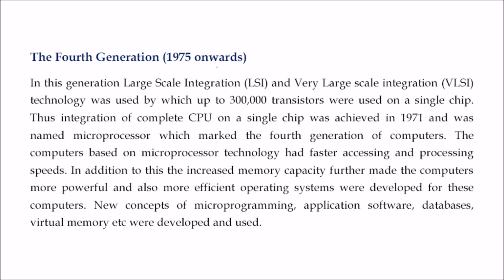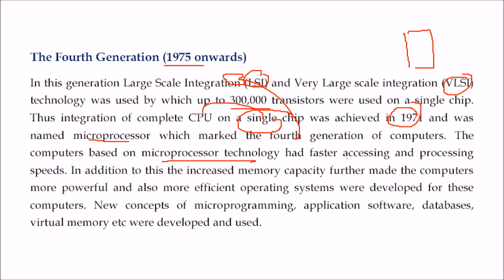Then we come to the fourth generation, 1975 onwards. In this generation, LSI, large scale integration, and VLSI, very large scale integration, were used, with around 300,000, 3 lakh, transistors on a single chip. The integration of a CPU on a single chip was achieved in 1971 and named the microprocessor, which marked the fourth generation. Computers based on microprocessor technology were very fast, the speeds were immense, and memory capacity also increased.